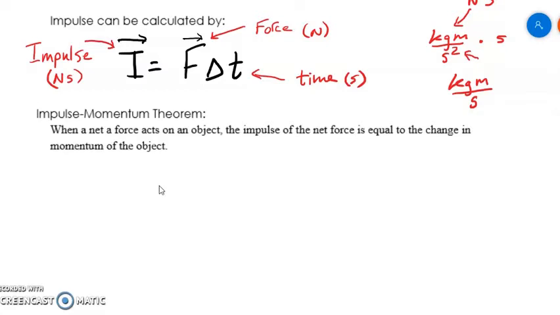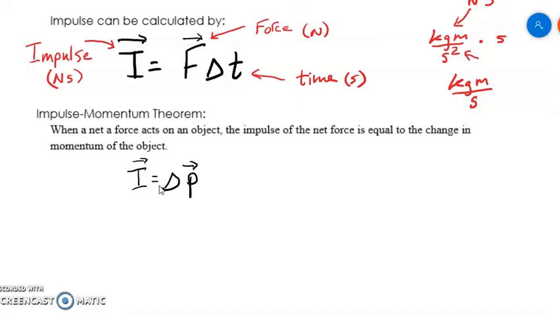When a net force acts on an object, the impulse of the net force is equal to the change in momentum of the object. So that's what we just said, that impulse is equal to change in momentum. It's just said in a bit more formal way as a theorem. So here's what we're saying algebraically. Impulse equals change in momentum. That's a pitiful triangle, but sure. Both of these things are vectors.